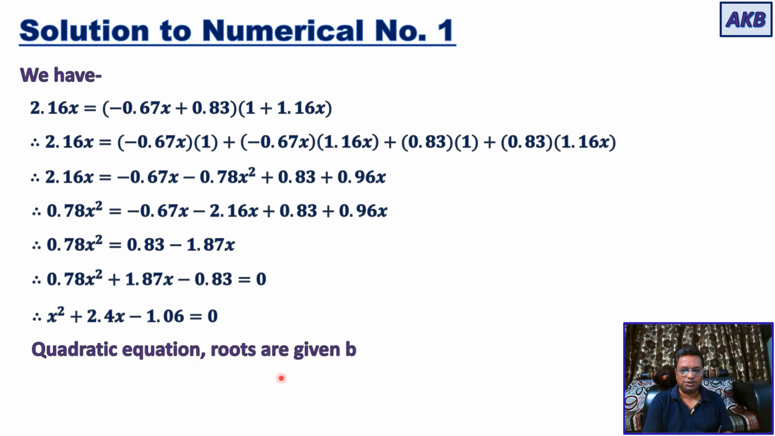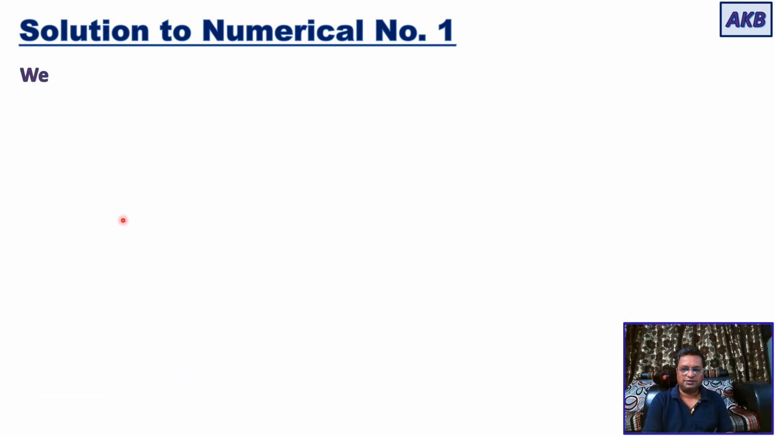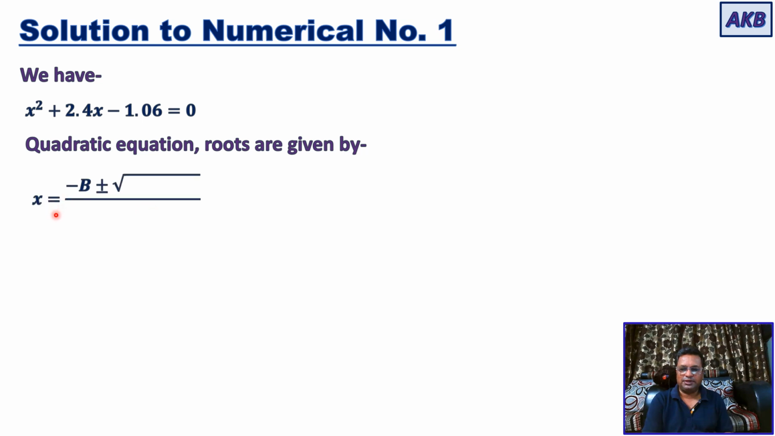So this is a quadratic equation, and you can get the roots by using this formula: x is equal to minus b plus minus under root of b square minus 4ac upon 2a. Let us get those roots. So we have the quadratic equation, once again written over here: x square plus 2.4x minus 1.06 is equal to 0. The roots are given by this equation: x is equal to minus b plus minus under root of b square minus 4ac divided by 2a. For this quadratic equation, a is equal to 1, b is equal to 2.4, and c is minus 1.06.